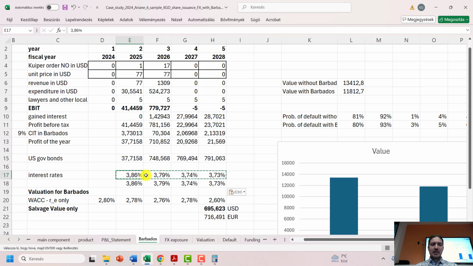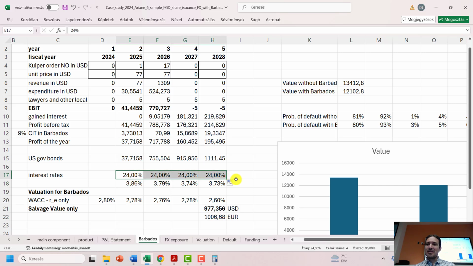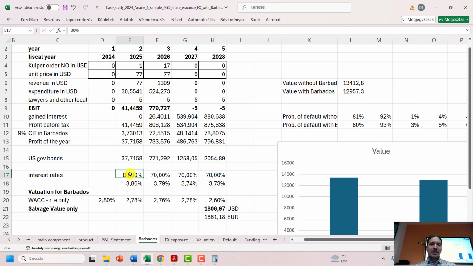So what happens if there is an increase in the interest rates in the future? So let's say 8%. So is here any value? And still we can see that no, Barbados is still not good enough. Then 16%, no, 24%. Come on, if this happens in US dollar, then we have other troubles than just paying corporate income tax. Okay, so we can say easily that there is no scenario where this can happen.